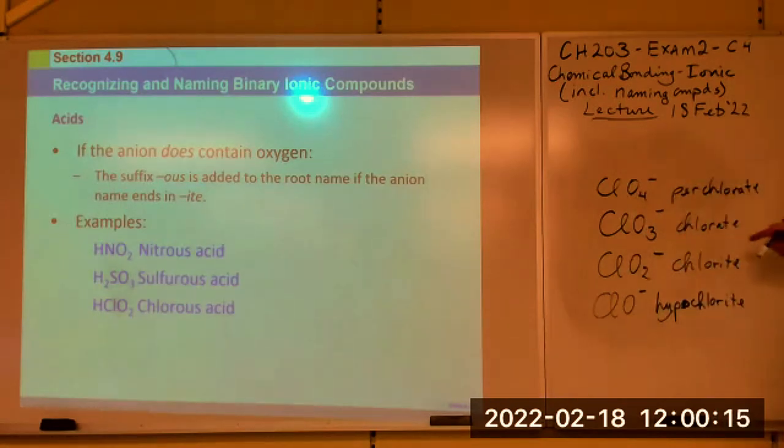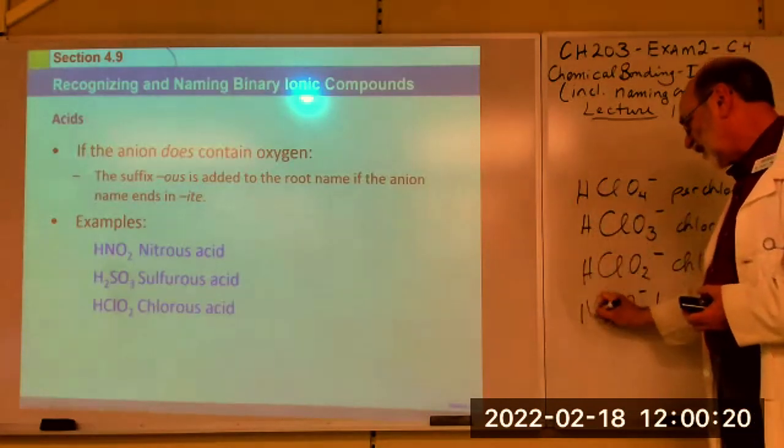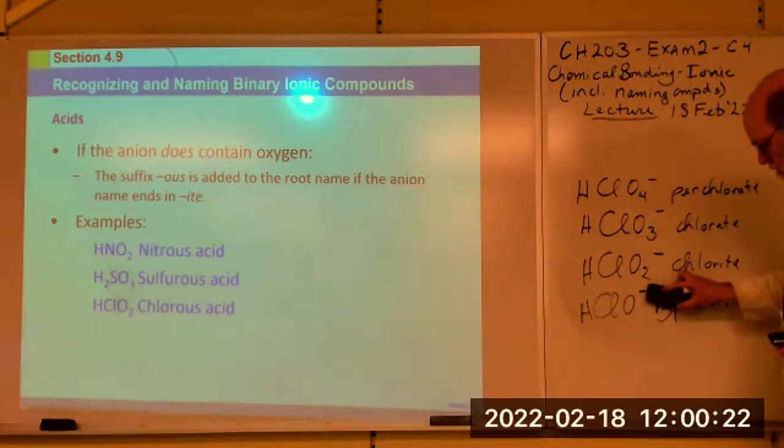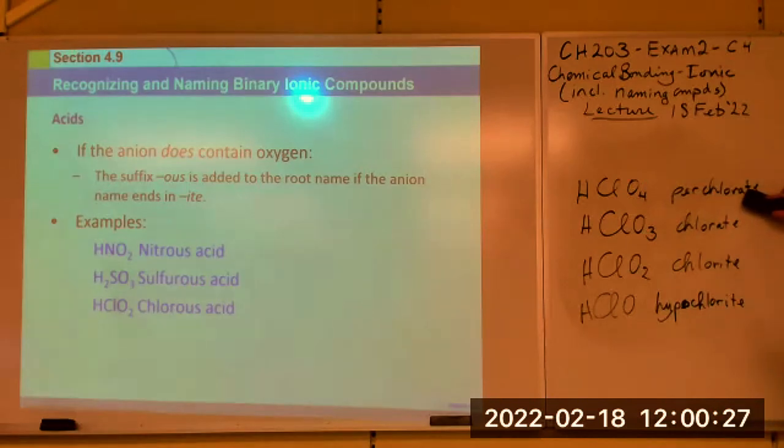And then if you add hydrogens in front of each one and make acids out of them, -ate becomes -ic: perchloric acid. And this one becomes chloric acid. And this one becomes chlorous acid. And this one becomes hypochlorous acid. There's a pattern here.